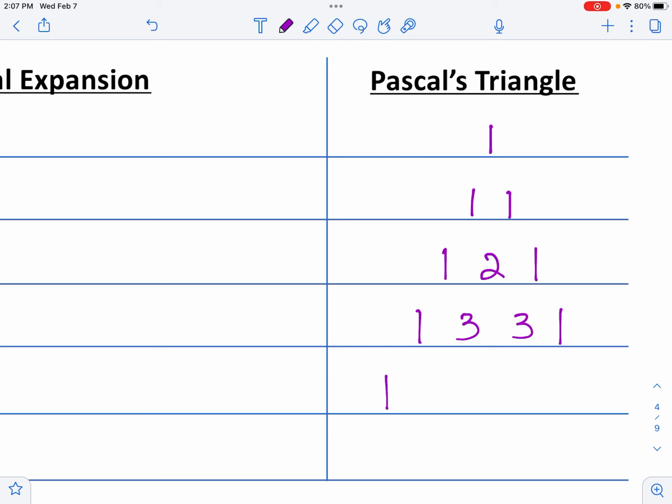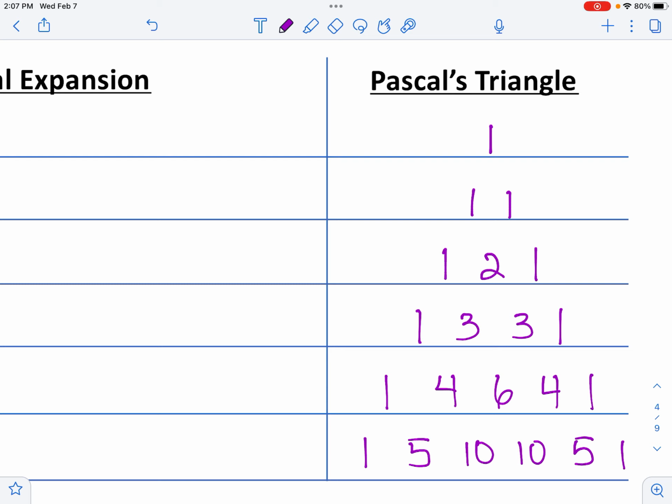And I'm going to just continue this. Ones are on the outside. 1 plus 3, 3 plus 3, 3 plus 1. We'll go in those slots right there. So this is 4, 6, 4. And then my last row would be ones on the outside. I'd have 5, 10, 10, 5, 1.